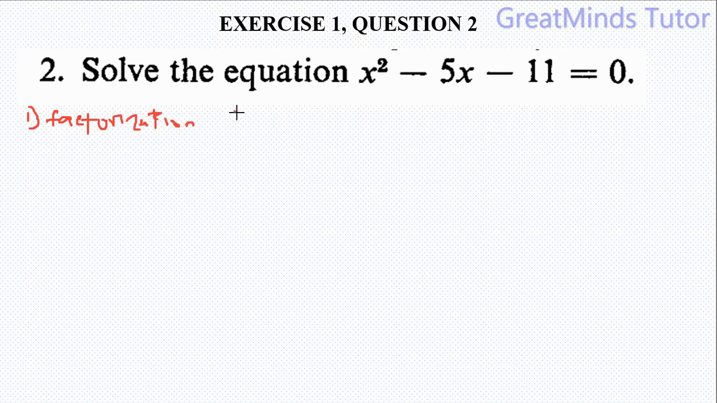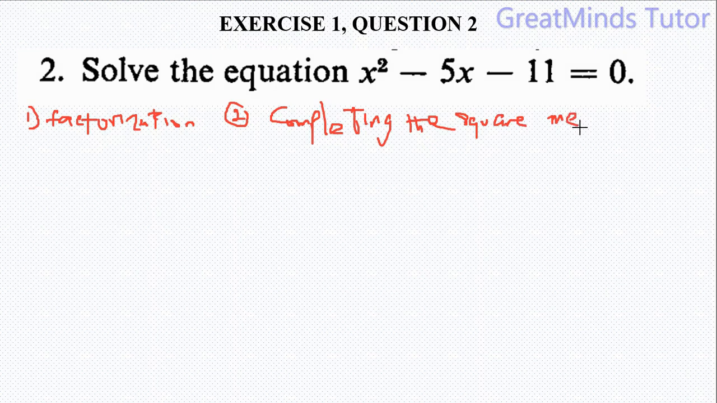We have the completing the square method. We have the formula method also, which we call the almighty formula. When you want to solve a quadratic equation, the first method to always try is the factorization method. But not all quadratic equations are factorizable. But in this case, let's try the factorization method.